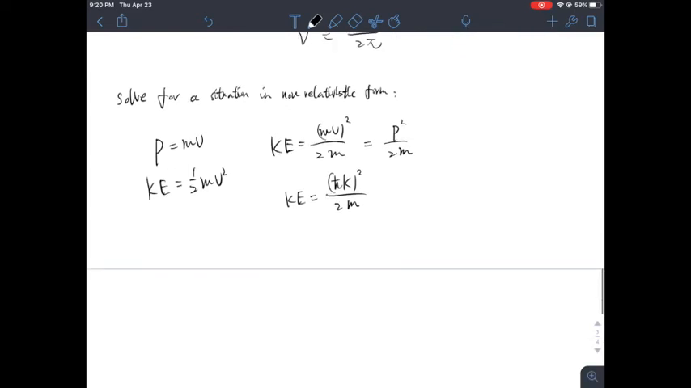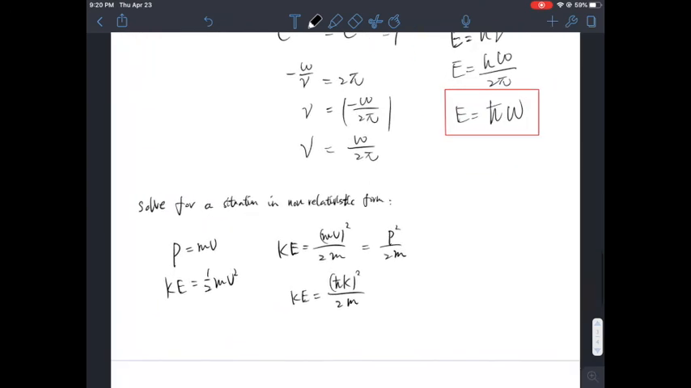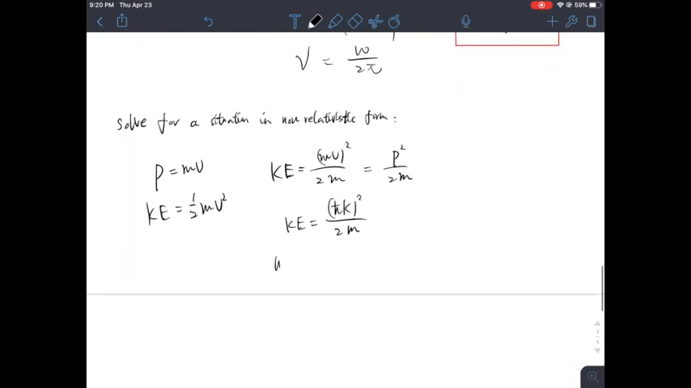And we know our energy equation is equal to the reduced Planck constant times omega. So ħ times omega will be equal to (ħk) squared divided by 2m. So that's our second very important result.